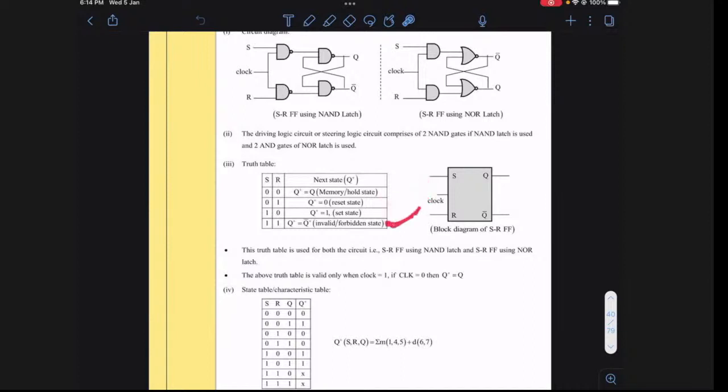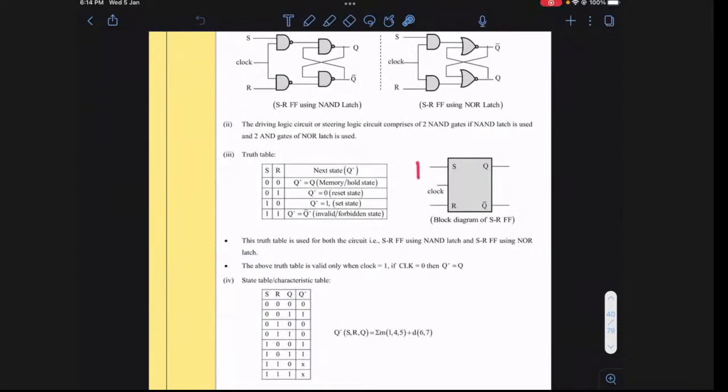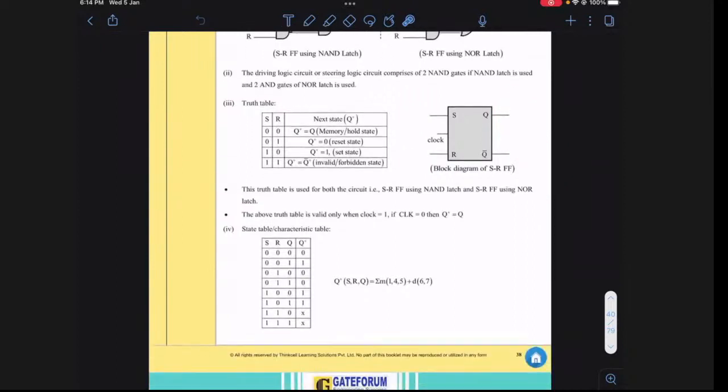And 1, 1 means it is an invalid state. If you make it 1, 1, in that case Q and Q bar happen to be the same. It can be 0, 0 or it can be 1, 1, depending on what kind of latch is there. But if the input is 1, 1, Q and Q bar are the same. So that's why we call this an invalid state in the case of the SR flip-flop.